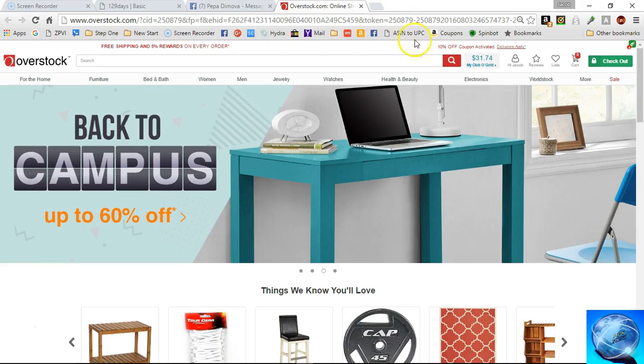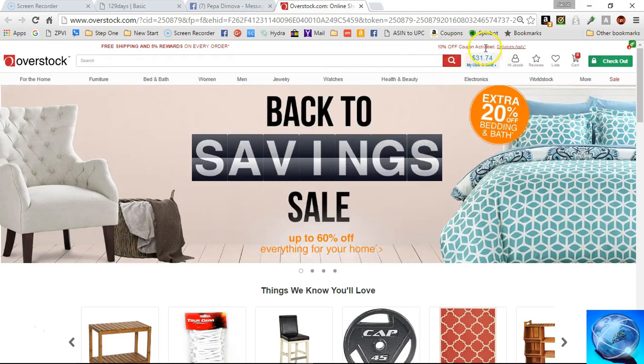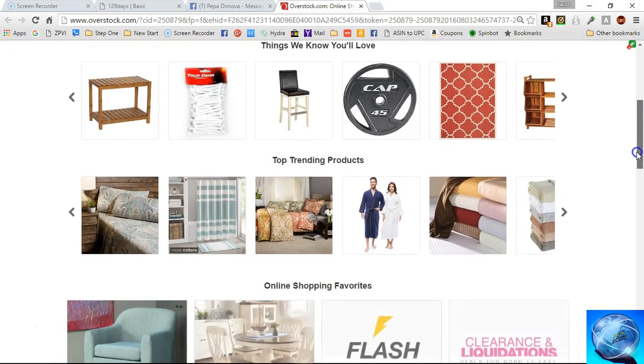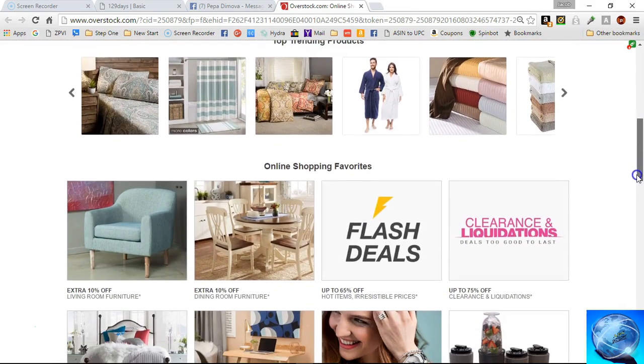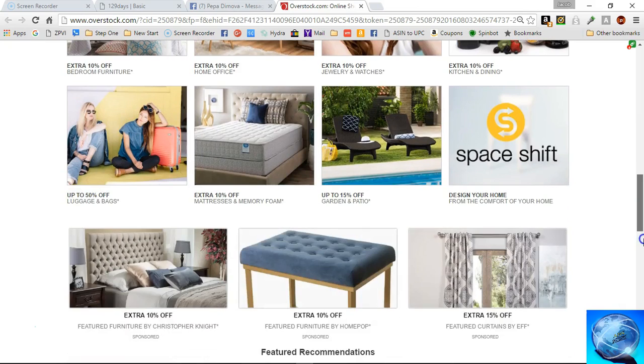If we take a look here, up at the top, you can see I'm in my Overstock.com account, and I have a 10% off coupon activated. Okay, right there it is, 10% off coupon activated. Now, let's go find an item, any item. I don't really care. I'm not even going to make a listing for it or anything. I'm not even going to do any searches to see if it's worth anything.